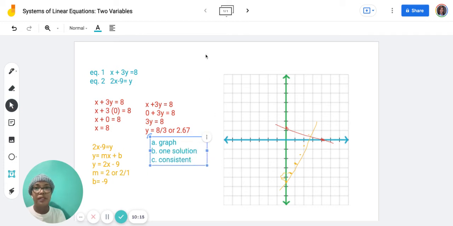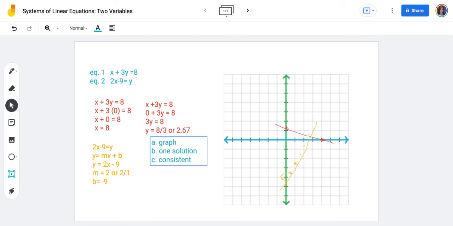So remember, our problem here in systems of linear equations in two variables is to plot the graph of these two equations, identify the number of solutions, and identify if the system is consistent or inconsistent. To summarize this simple concept, we have here the general types of linear systems. There are three types of systems of linear equations in two variables and three types of solutions.